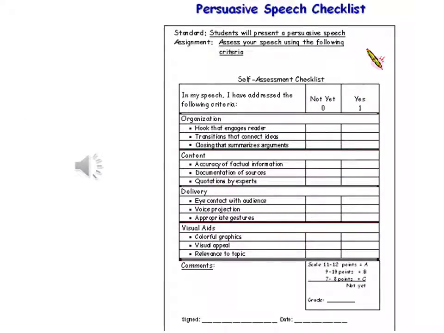Here's an example of a checklist. This one is for persuasive speech. The items that are necessary for success are organization, content, delivery, and visual aids. The bullet points give us more detail, but let's look at one in particular. Hook that engages the reader. You've got it or you don't. This doesn't really tell us a lot about how to develop a hook or what a developing hook is compared to one that exceeds. This is just so students are certain that they have all of the necessary components of the project.